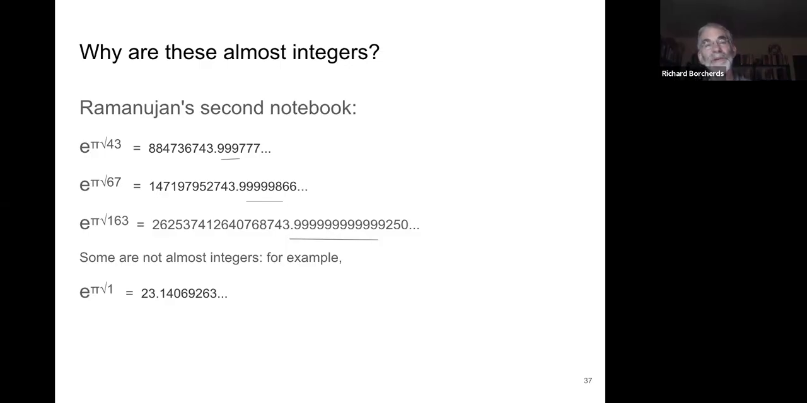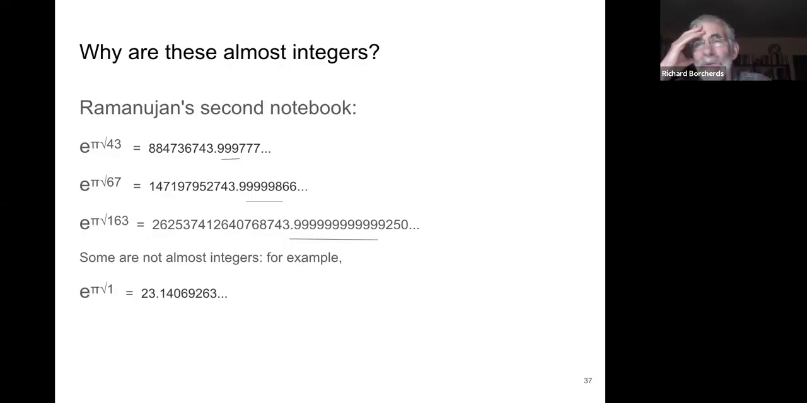And Ramanujan had a notebook where he found various other funny coincidences. If you look at e to the pi times the square root of a number, it's very often very, very close to an integer. For instance, e to the pi root 163 is this number here with 12 nines.